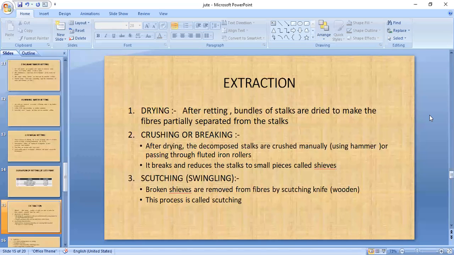Then we use a process that is known as scutching or swingling. So these broken sheaves are removed from fibers by scutching knife. Here we are using pairs of scutching knives which are made of wood, and in this process these sheaves are removed from the fiber. So sheaves are removed, it means fibers are remaining behind, which can be used for the next processes. And this process is called scutching.